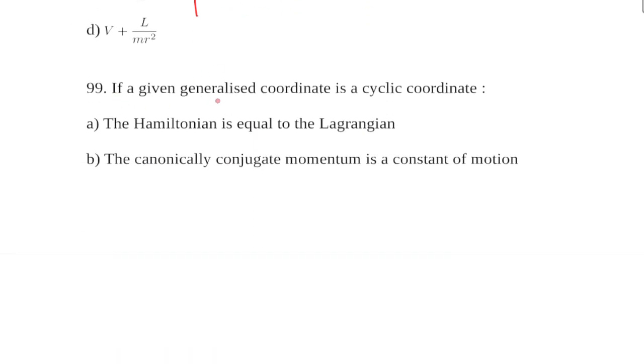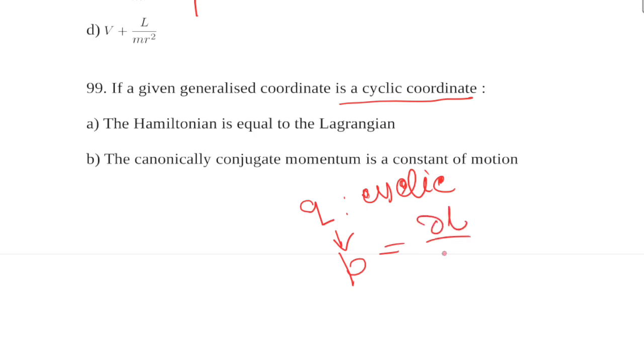Next, if a given generalized coordinate is a cyclic coordinate, then you should remember that if a given coordinate q is cyclic, then the momentum corresponding to this coordinate, that is del L by del q dot, is constant. So the canonically conjugate momentum is a constant of motion. So this is your correct option for a cyclic coordinate.